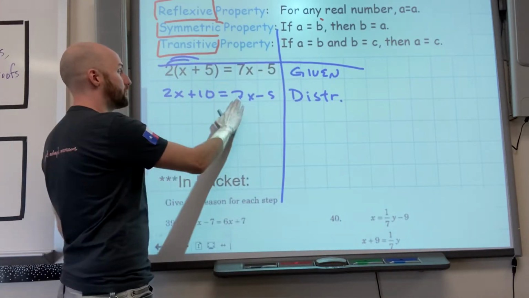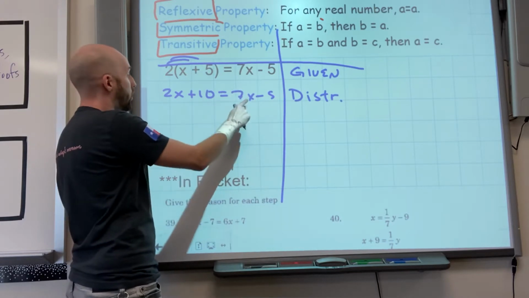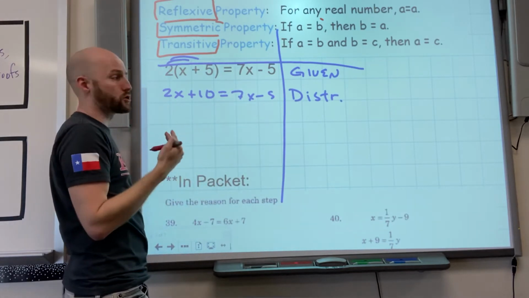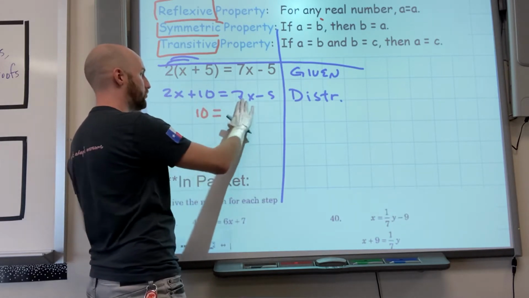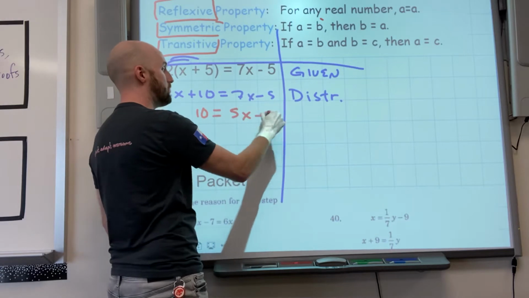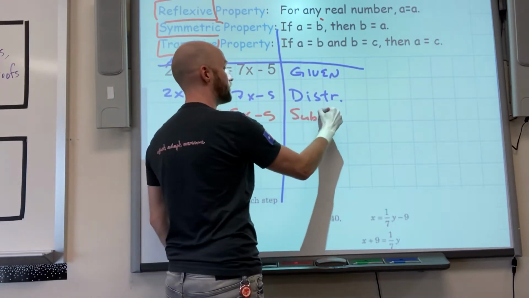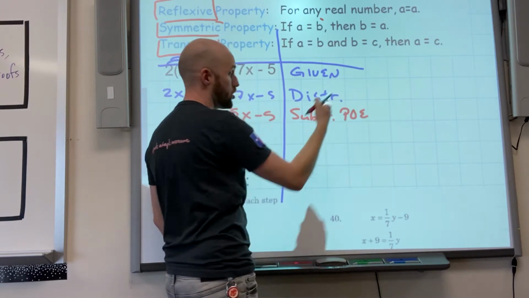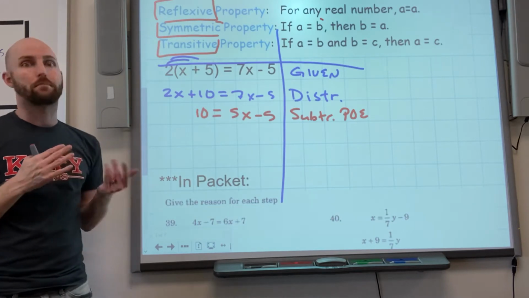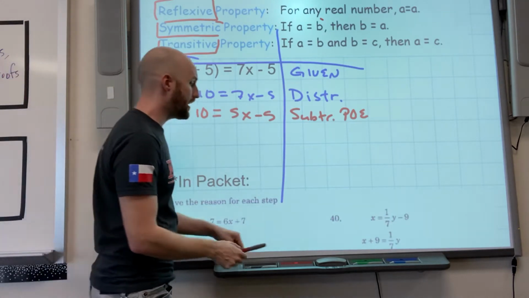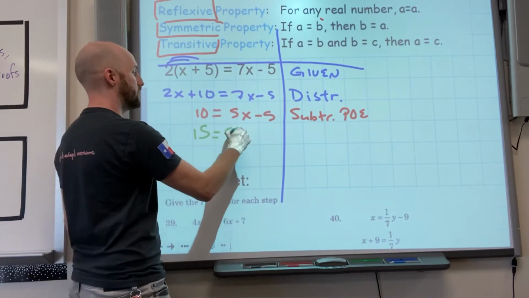Now I need to subtract my x's. I can either subtract the 2x this way, keep it positive, or I could subtract it this way, make it negative, your choice. Let's say I subtract the 2x this way. Then once I subtract my 2x, I'm at 5x minus 5. And because I subtracted, we call that subtraction POE. All the ones that are add, subtract, multiply, divide, you're going to see us write POE next to. The next step is that I want to add this 5 over here and get 15 equals 5x.